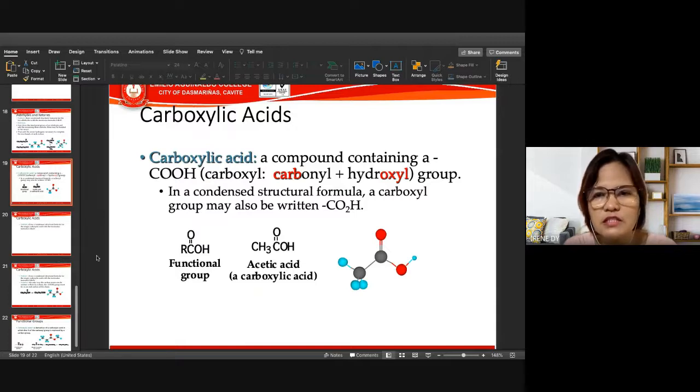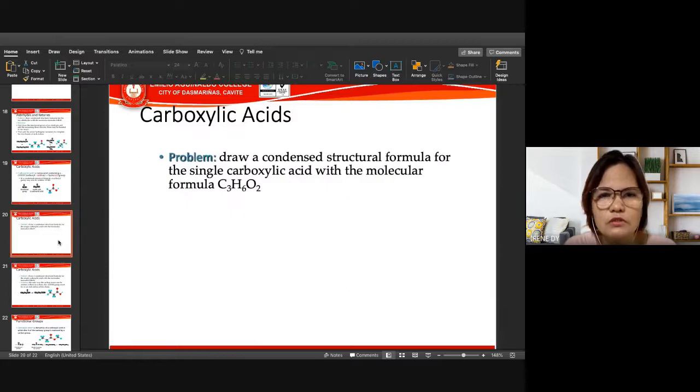Okay. So, in a condensed structural formula, a carbonyl group may also be written as this. If you write aldehydes as CHO, you write carboxylic acid as CO2H. Kaya pag nakita nyo CO2H, okay, carboxylic acid ito. So, aside from knowing this one, alam nyo na ganito siya. Ito yung carbonyl kanina. Ito yung OH. So, pag nakita nyo yan, minsan COOH, may ganun din. Pwede rin COOH. Dinodoble itong oxygen. So, that is now a carboxylic acid. So, this is the functional group. This is now the acetic acid, which is a carboxylic acid. Suka, no? It's a vinegar. Acetic acid.